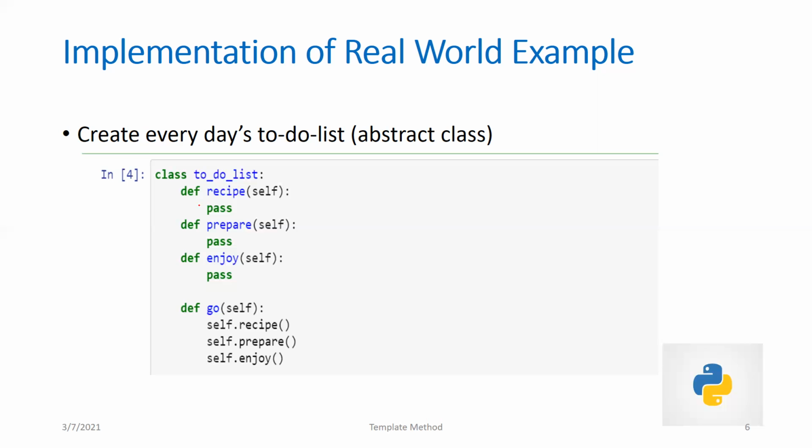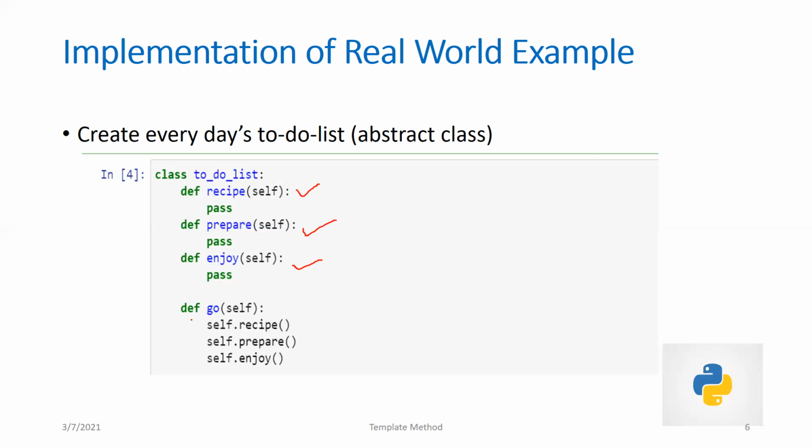So at first, I am defining a function, which is recipe. He has to follow a recipe. In this function, I just pass, because I will override this function in the actual subclass. Here there is another function, that is prepare. Here he has to follow the recipe. Following the recipe, he has to prepare his meal, and at last he is able to enjoy the meal. So this is the enjoy function.